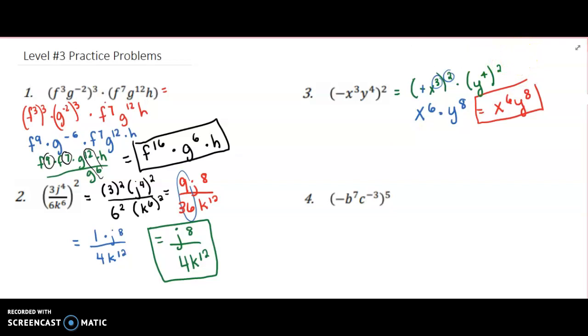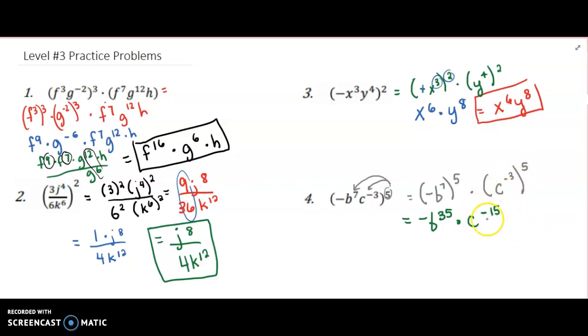All right, let's do one last one. So once again, this exponent goes to both the b term and the c term. So this would be negative b to the 7th to the 5th power times c to the negative 3rd to the 5th power. And a power to a power, we multiply. Now, a negative to an odd power stays a negative. So this is just negative b to the 7 times 5 is 35 times c to the negative 3rd to the 5th is c to the negative 15th.